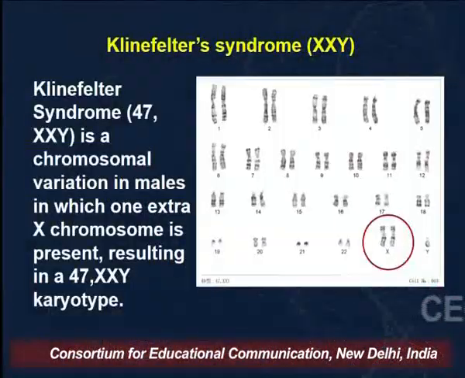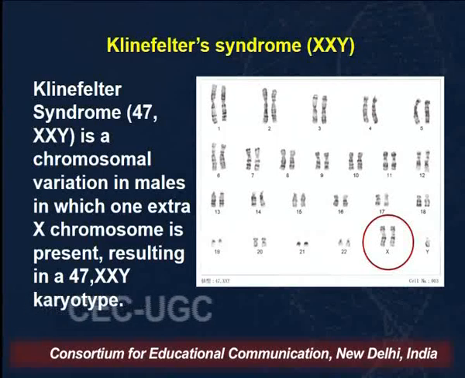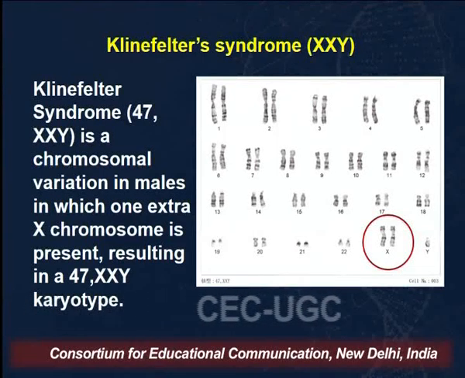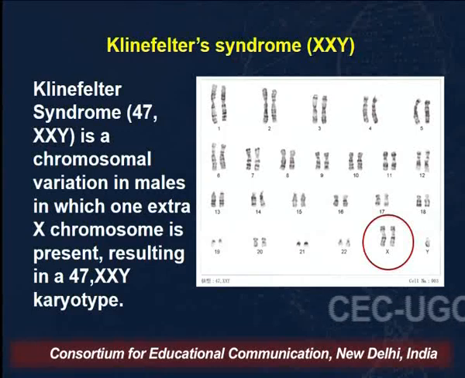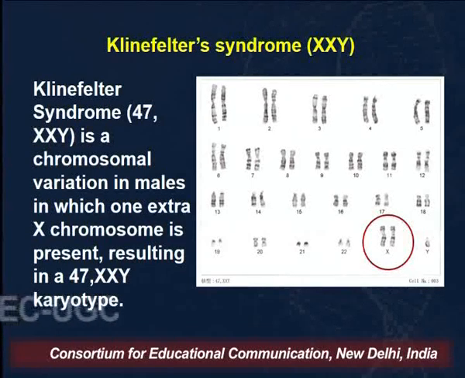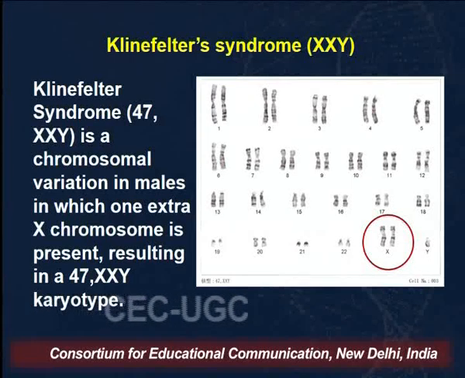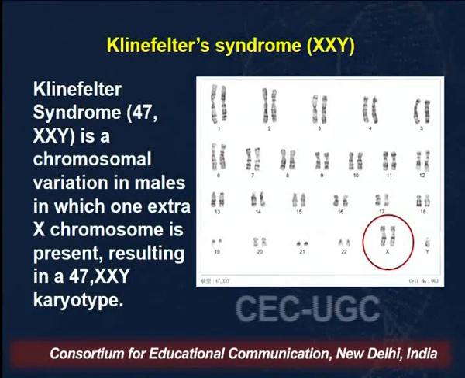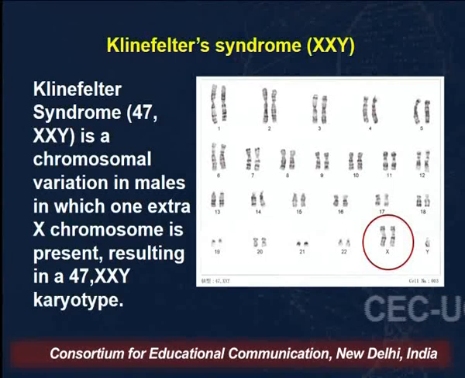We can see here in the karyotype all the autosomes have been arranged, characteristically stained with dyes. We can see the autosomes along with the sex chromosomes, in which there are 2 X chromosomes and 1 Y chromosome. So there is a chromosomal variation in the male because of the extra X chromosome present there.